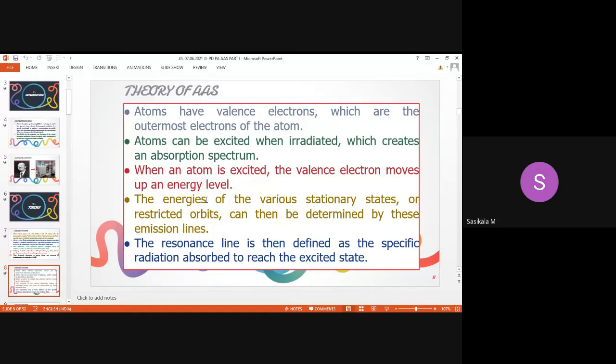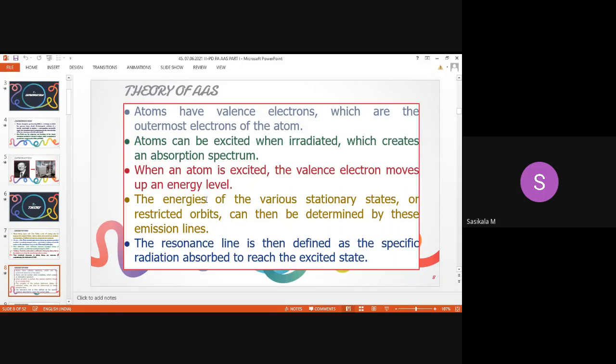That means the energy required for the atom to move from the ground state to the excited state is equal to the radiation energy absorbed. So radiation energy and atomic energy, which means the electronic energy of the atom, which is the energy of the valence electrons. When the valence electron energy is equal to the radiation energy, then only absorption takes place. So that is called the resonance line. What are the two states here?